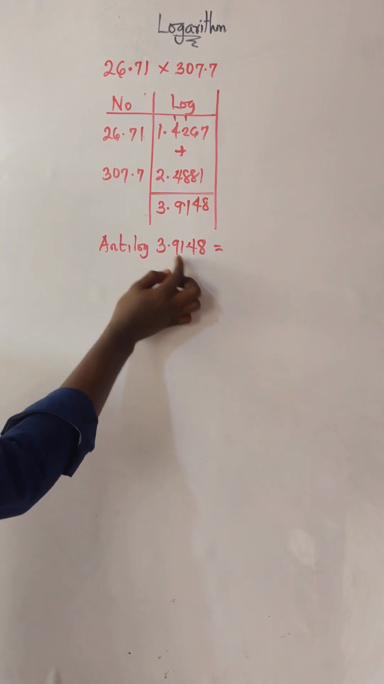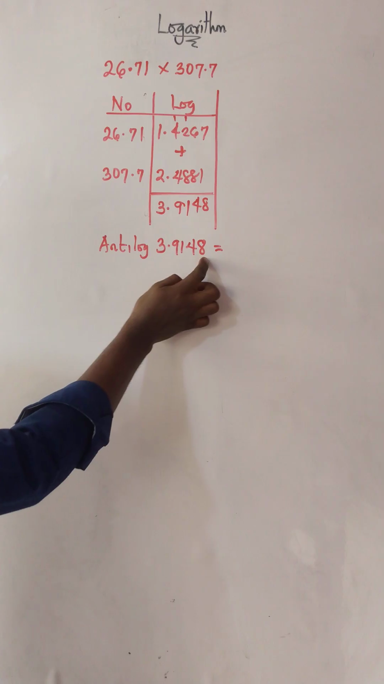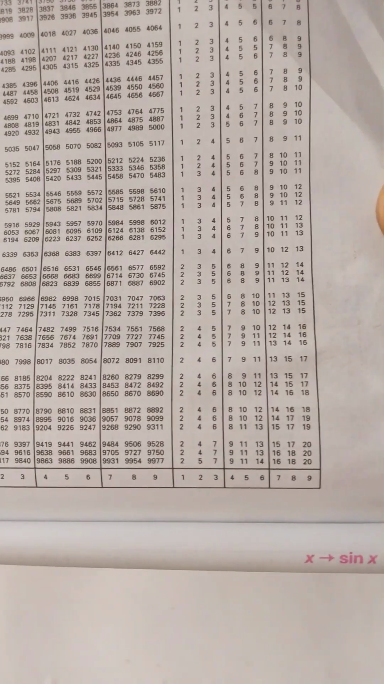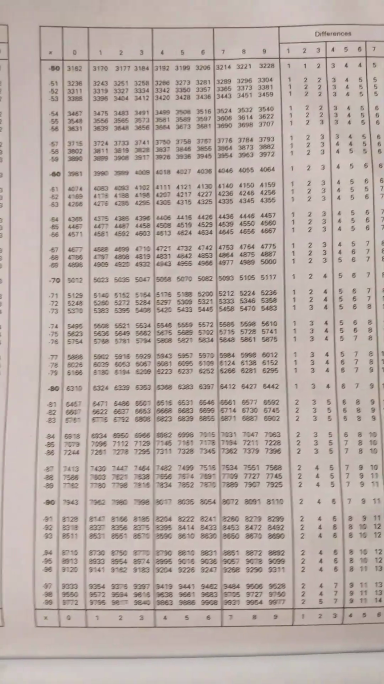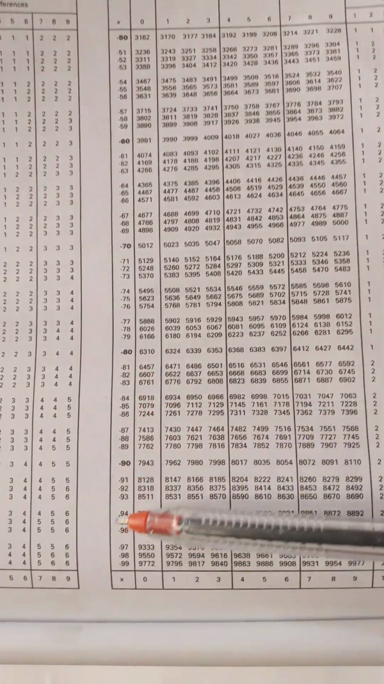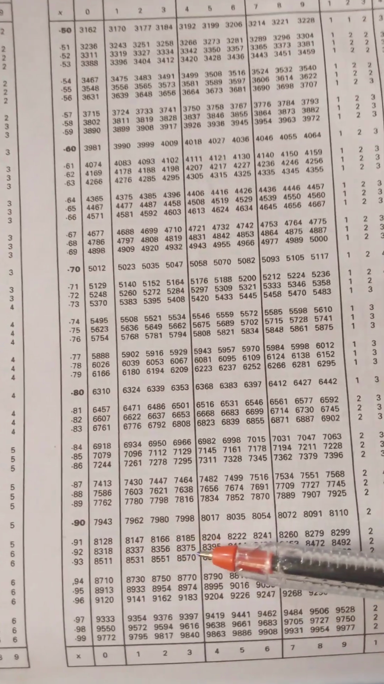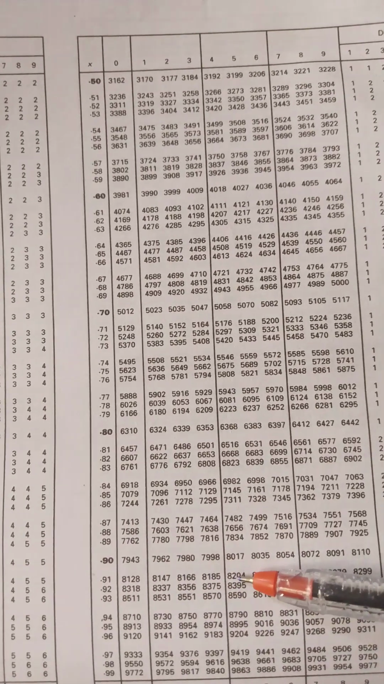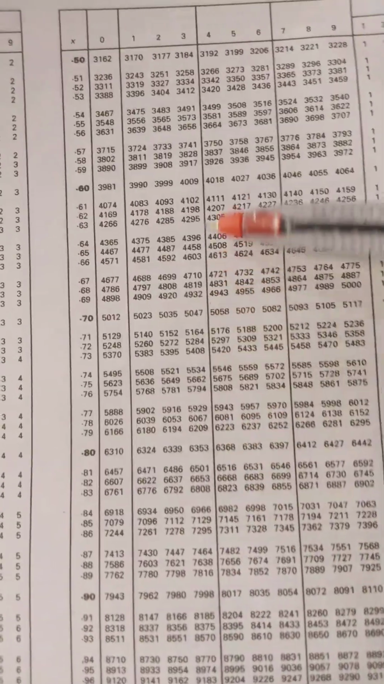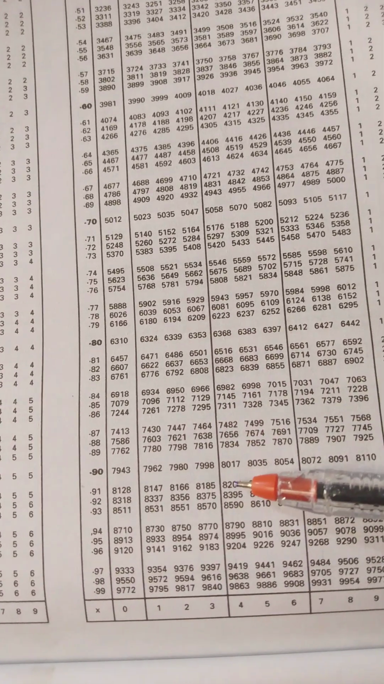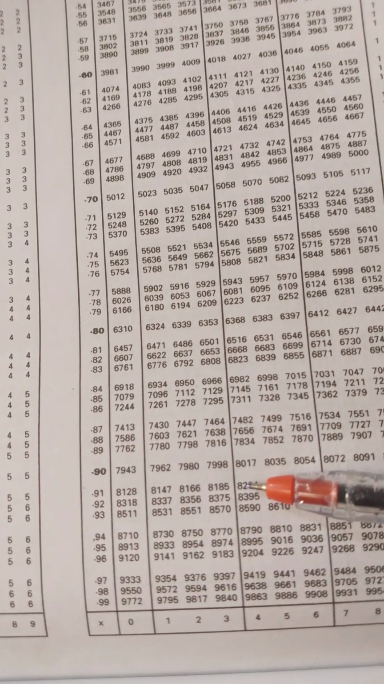So we have 0.91 under 4 difference 8. So we check 0.91 under 4 difference 8. So where is 91 here? 0.91. Under what? Under 4. 0.91 under 4 is 8204.